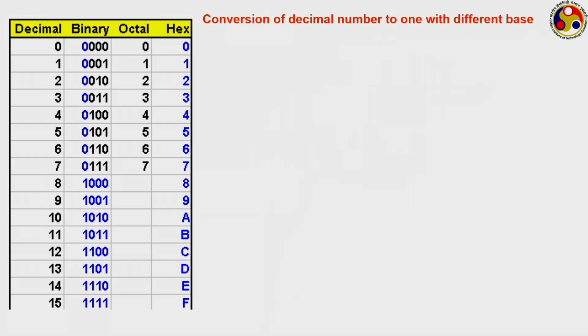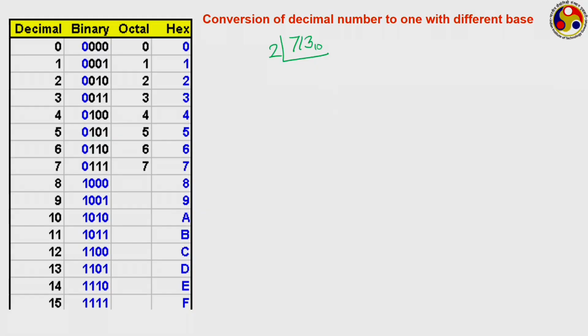Let us quickly try the other one, converting a decimal number to something with a different base. Let us take a randomly generated number, 713, which is having a base of 10, and we want to convert it to its binary equivalent. How can we do this? The idea is to divide it by the base of the system onto which you want to convert it. You are originally having a decimal number, you want to convert it to binary, that is why you are dividing by 2. If we want to convert it to octal, we shall be dividing by 8.